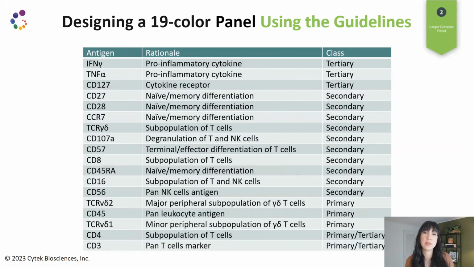So let's look at our example now with a 19-color panel, so a lot larger than our first example of 7 colors. We have a few tertiary antigens. We have a lot of secondary antigens, a couple primaries, and then our last case is special. You'll notice we actually have 2 categories there. We have CD4 and CD3, which are listed both as primary and tertiary.